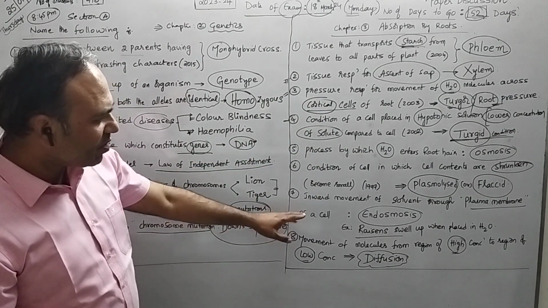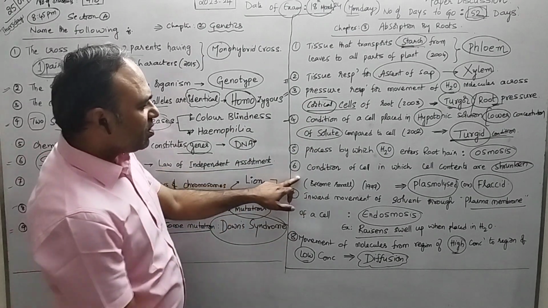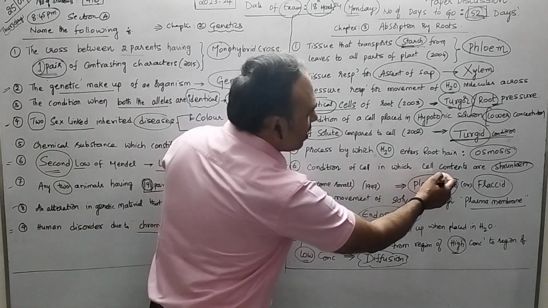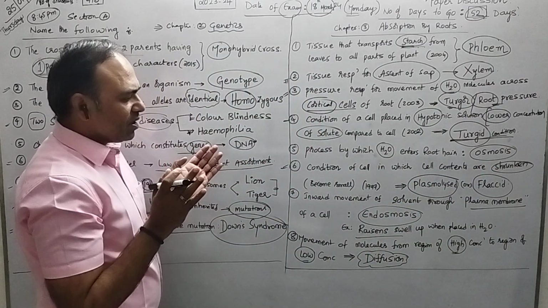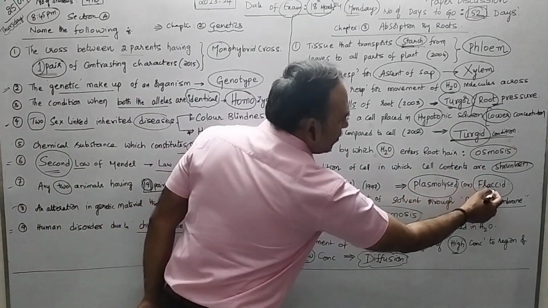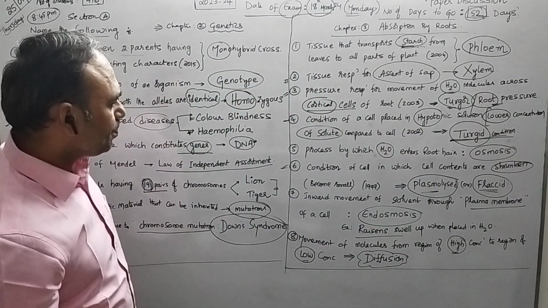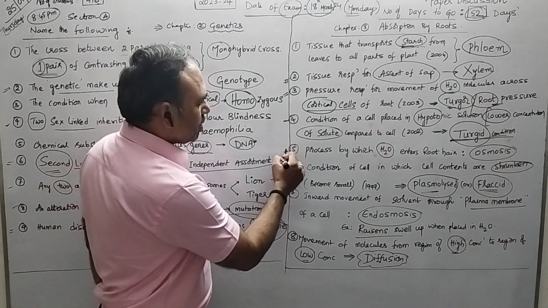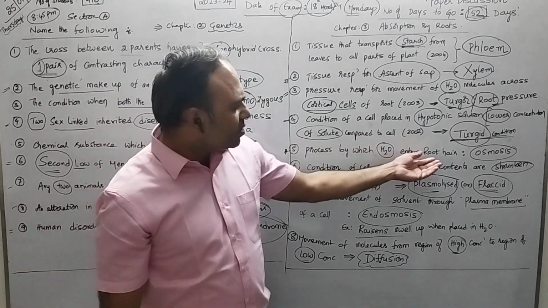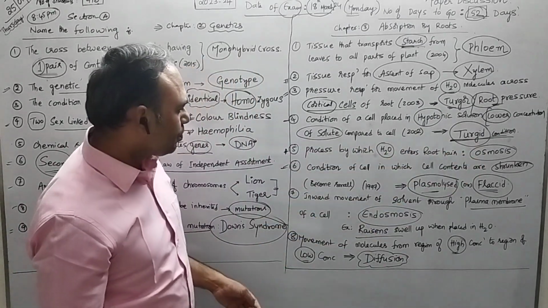Reversal to that, I have written here, condition of the cell, sixth one, in which cell contents are shrunken, that means they become small, is nothing but flaccid or plasmolysis or plasmolyzed. Next, fifth question, process by which water enters the root hairs: osmosis.